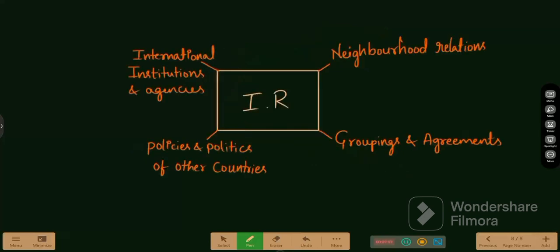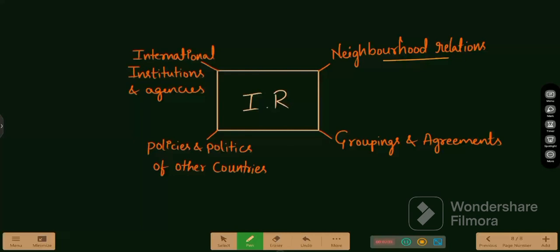And the last subject in General Studies paper 2 is international relations. 4 dimensions, square means 4 dimensions, 4 corners equal to 4 dimensions. The first thing you need to know is the relation of India with its neighboring countries. Second is groupings and agreements, policies of other countries, the international institutions and agencies. So this deals with neighborhood relations. What is the relation of India with Nepal, Pakistan, Bhutan, Bangladesh, Sri Lanka, China, among others.